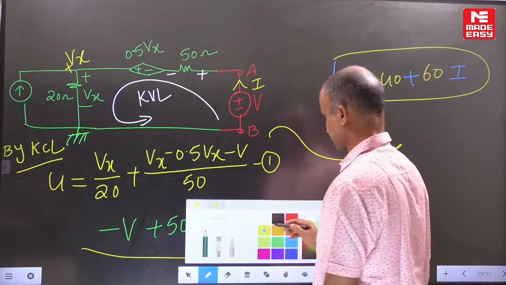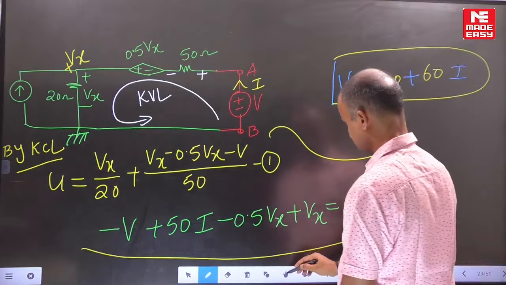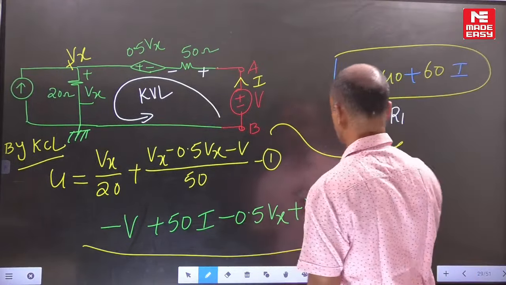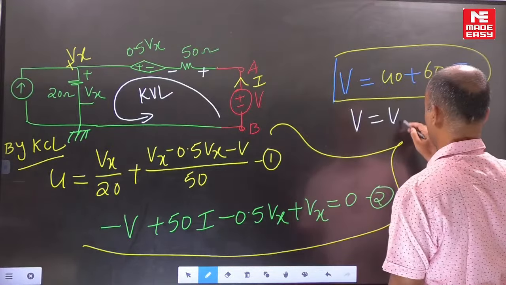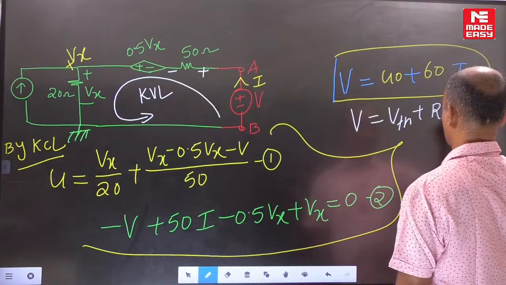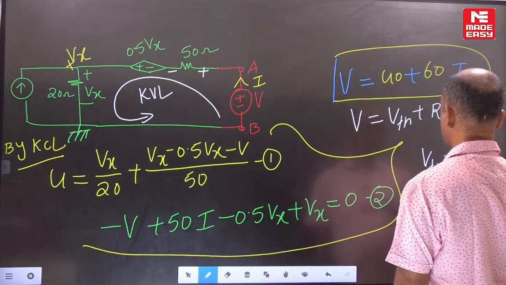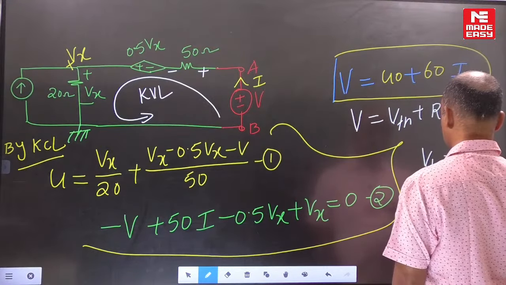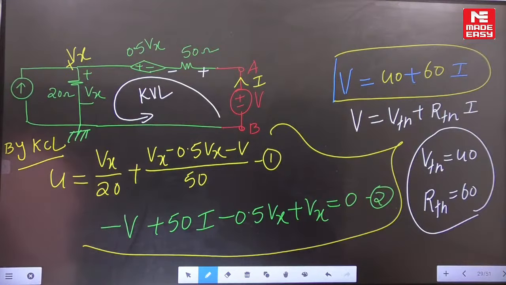Can you compare this with the standard formula? What is the standard formula? Previously we discussed it. V equals V Thevenin's plus R Thevenin's times I. Then what is V Thevenin's here? 40. Then what about R Thevenin's? 60. Check karo. V Thevenin's is 40 and R Thevenin's is 60. Okay.